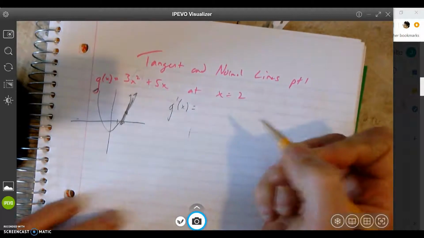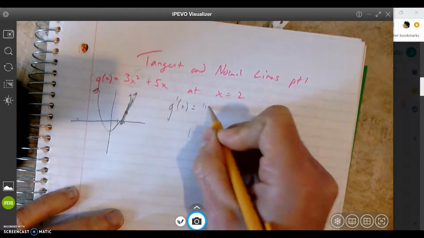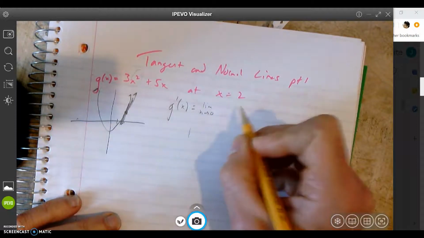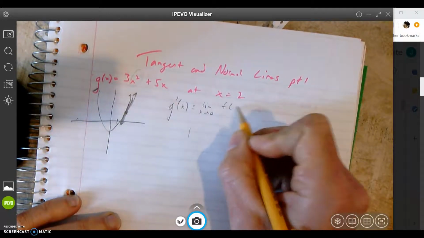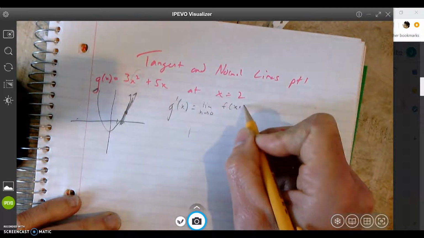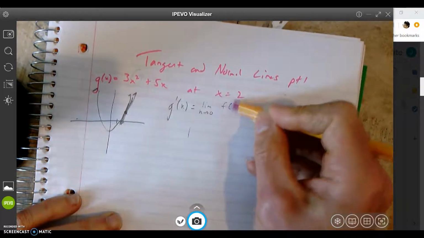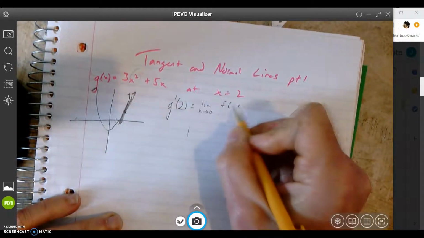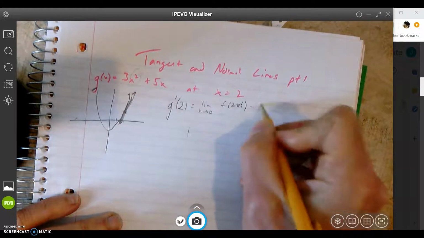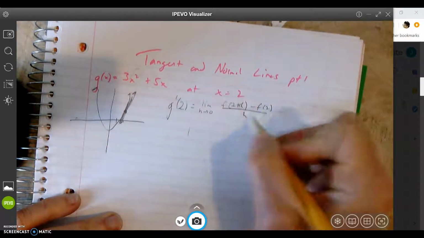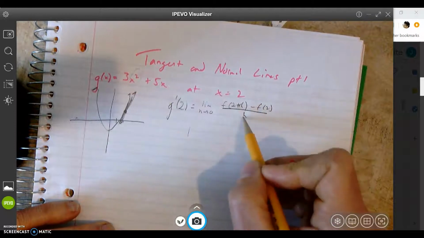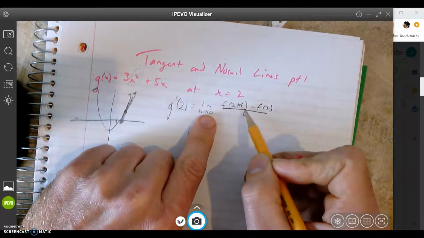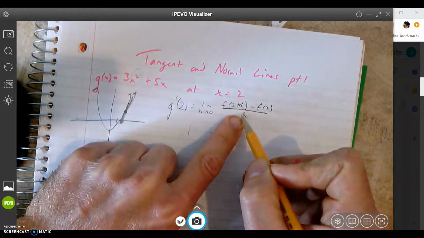Always write this down many times so you know. It is the slope, so it's the limit as h approaches 0 of the difference of the y's, f of 2 plus h minus f of 2 over h, which is the change in y over change in x. We're just bringing the points closer and closer together, so the distance h between the points is approaching 0.